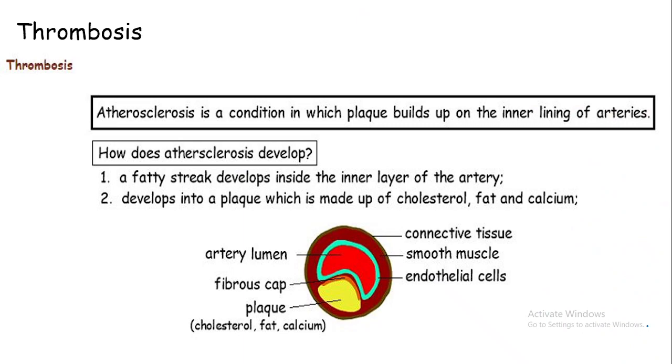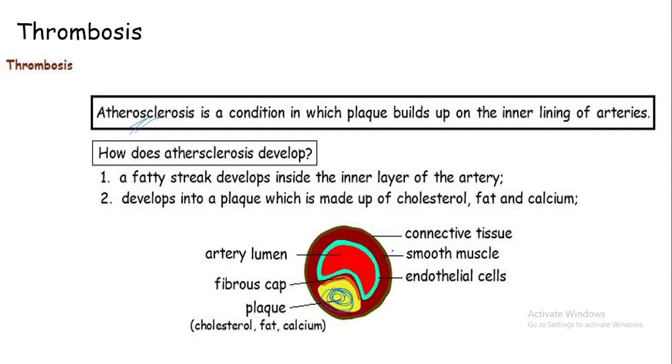Another concept is called thrombosis. What is this thrombosis? Atherosclerosis is a condition in which plaque builds up on the inner lining of arteries. Just take a note of this statement. This is actually a cardiovascular disorder. Now, how does atherosclerosis develop? A fatty streak develops inside the inner layer of the artery. If this is the artery, fat accumulation takes place here, the yellow region. This develops into a plaque made up of cholesterol, fat and calcium.